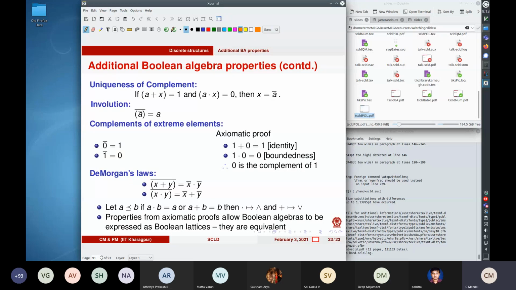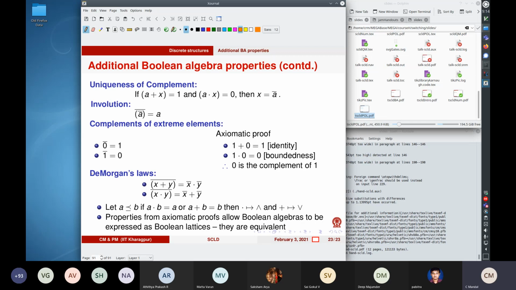Okay, so essentially what you have seen is that, if you go by these proofs, essentially what you find is that the properties of Boolean algebra are consistent with those of a Boolean lattice.